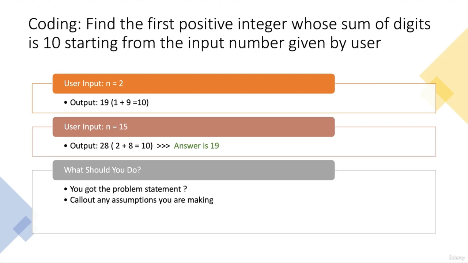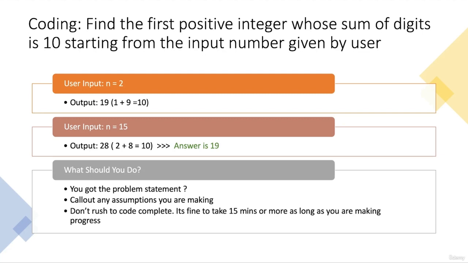Next thing, call out any assumptions you are making. So let's say you start coding and you are assuming that it will be only a two-digit number in this case. The input number that the user will give will only be two digit. Call out that assumption before you start coding. Then the next thing, don't rush to complete the code. Some of you might not be aware, but it's totally okay to take even 15 minutes to write the piece of code. You might be thinking that you're taking more time, but that is not the case at all.